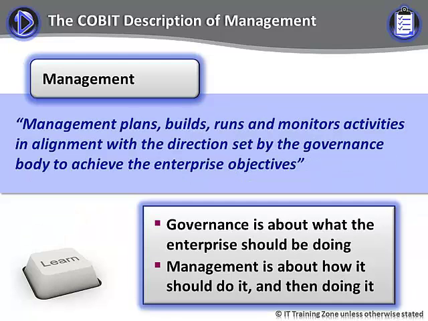COBIT 5 describes management in this way. Management plans, builds, runs, and monitors activities in alignment with the directions set by the governance body to achieve the enterprise objectives. Put simply, governance is about what the enterprise should be doing. Management is about how it should do it and then doing it.